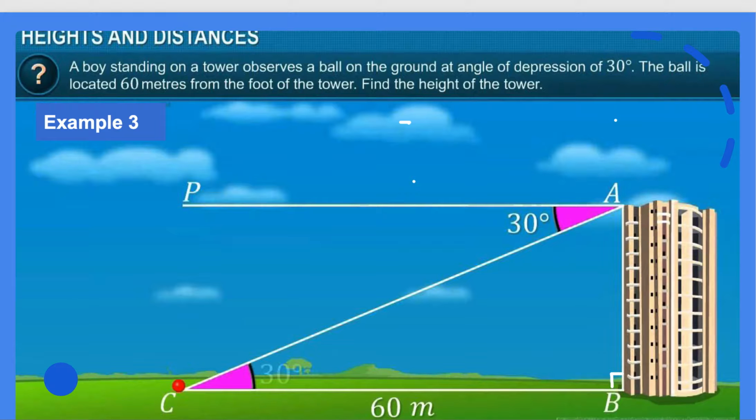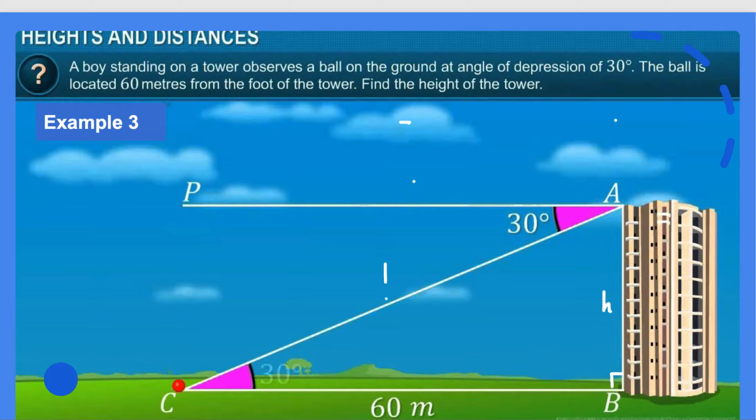Let's solve this problem by using trigonometric functions. A boy standing on a tower observes a ball on the ground at an angle of depression of 30 degrees. The ball is located 60 meters from the foot of the tower, so the distance from B to C is 60 meters. Find the height of the tower. Let's denote the height with H.